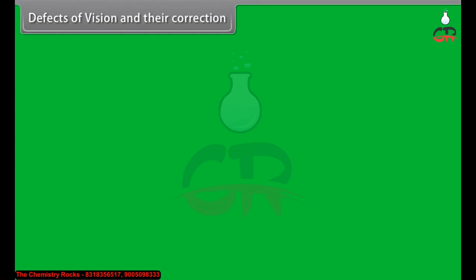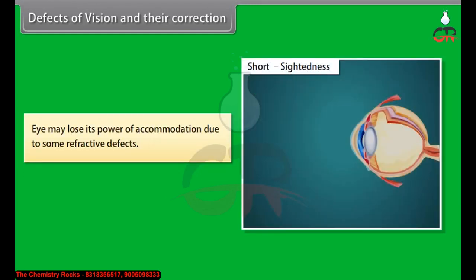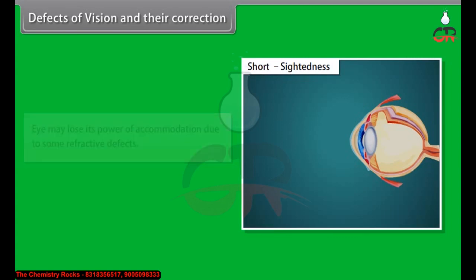Defects of vision and their correction. Eye may lose its power of accommodation due to some refractive defects. There are 3 such defects.